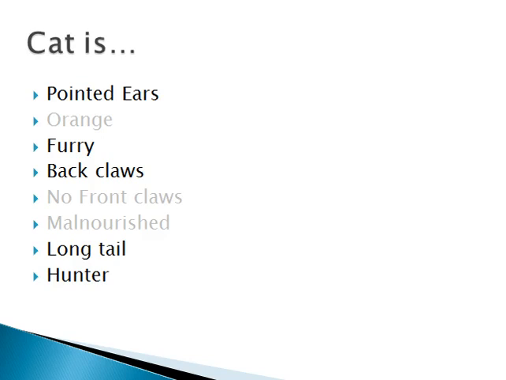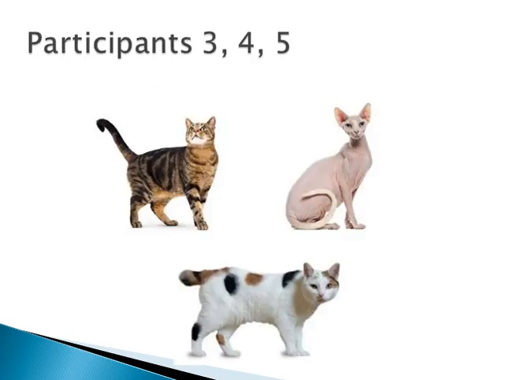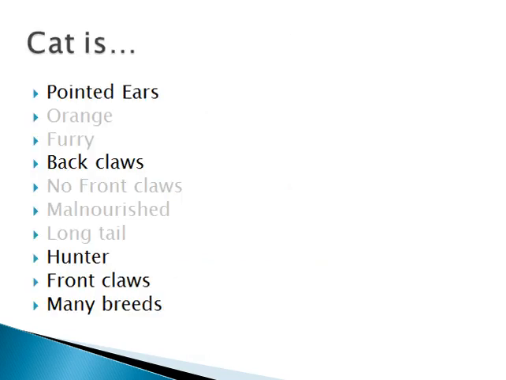So, get more participants. Look at our participants 3, 4, and 5. We have this nice striped cat. We have this Sphinx cat with no hair. Well, that's different. Fur was in some of our data, so that changes. And then we have this Manx cat without a long tail, just this little nub. So that's different too. So now our data is going to definitely change. And so when we look at what is cat, this is our final data.